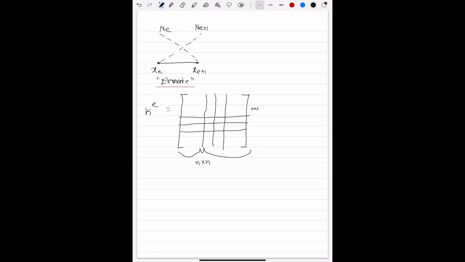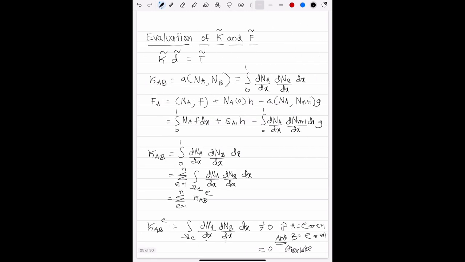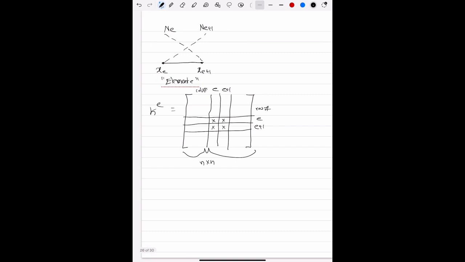So here I am denoting the row number. This is row number E, this is row number E plus 1, and this right here is the column number. This is column number E, and this is column number E plus 1. So these four elements, corresponding to either row number E or E plus 1 and column number E or E plus 1, are going to be non-zero, and all other elements in this particular matrix K are going to be 0, as we have just summarized over here.